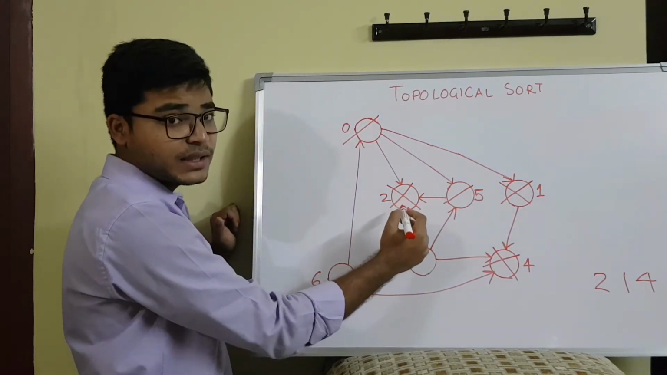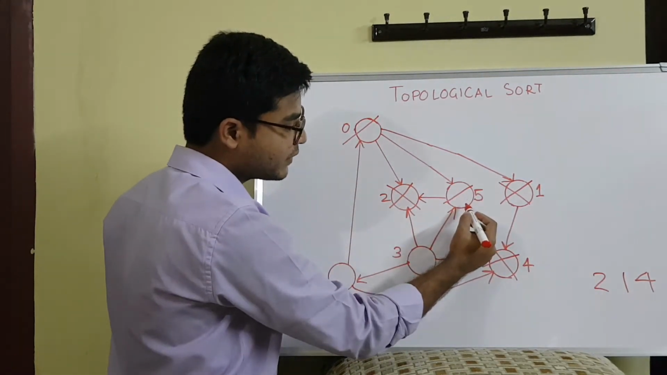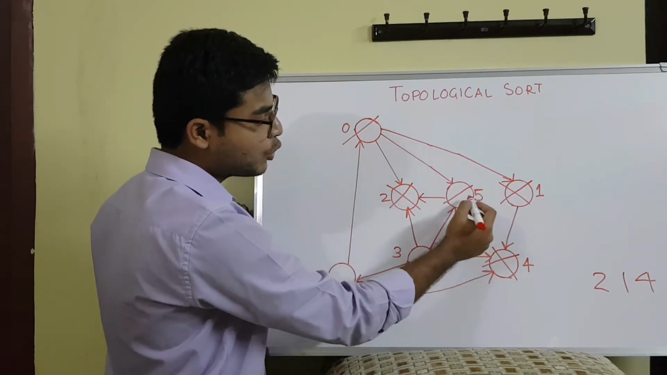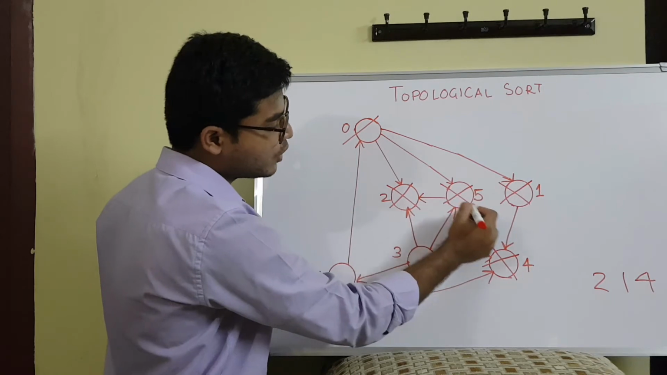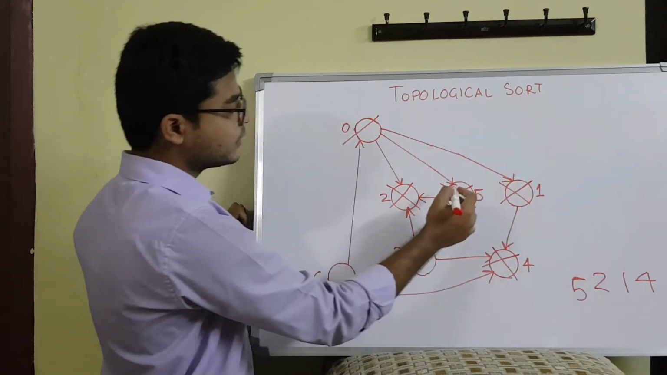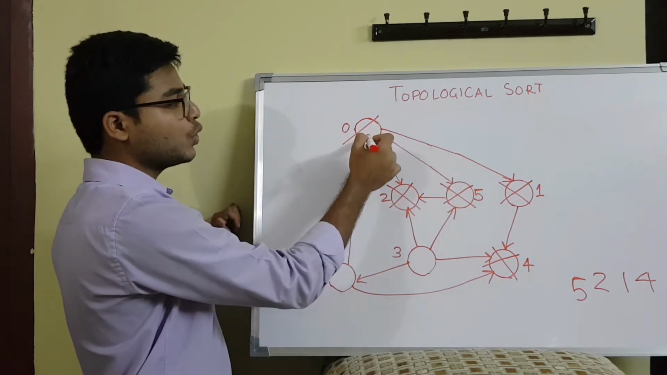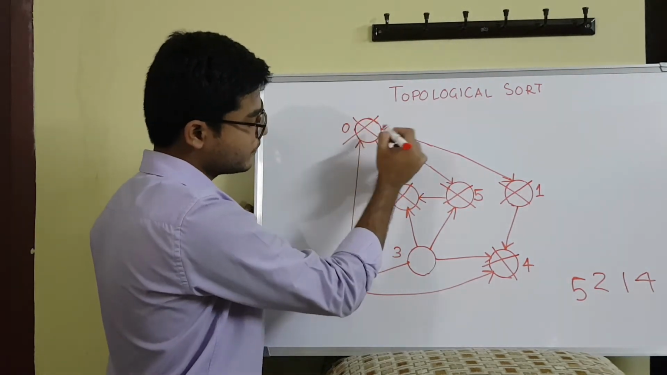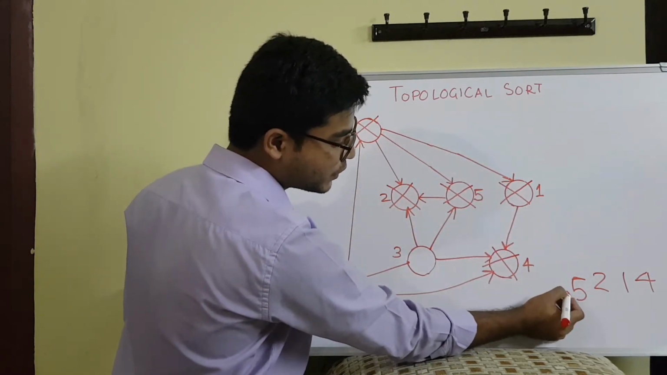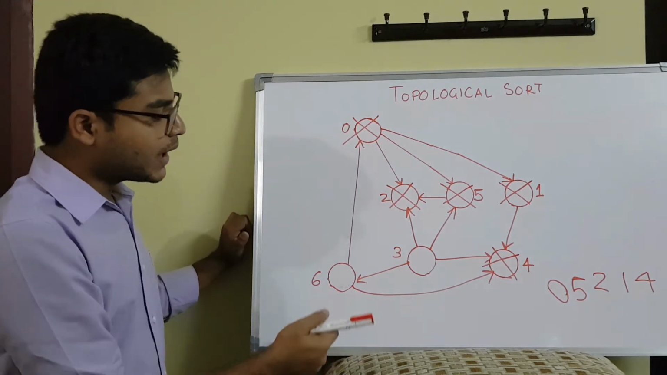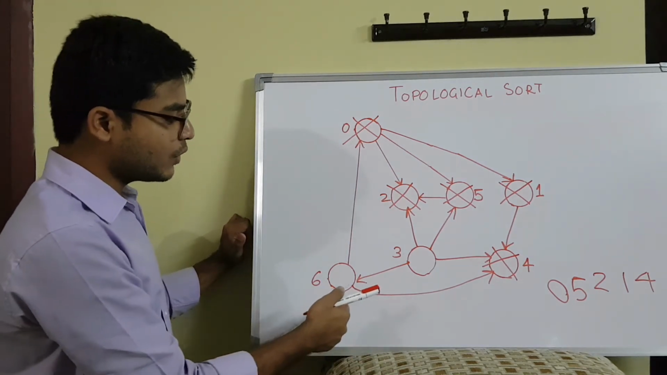Now recursively we move back to vertex 5 and vertex 5 now has no outgoing edges, so it is also finished. Now we go back to vertex 0 and find that vertex 0 is finally finished. So now we add it in front of our linked list. After that we are free to explore any of the vertices.